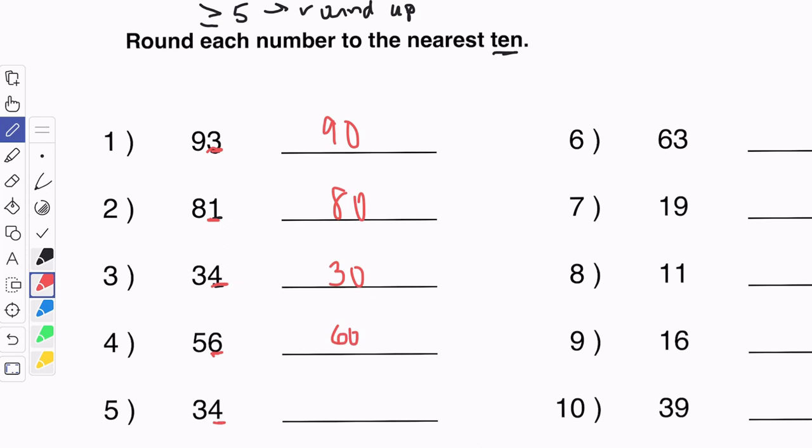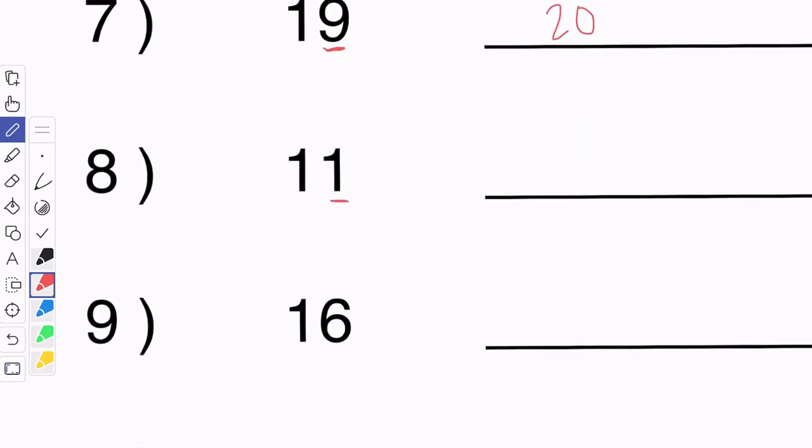For 34, 4 is in our ones place, and that's less than 5, so we're going to round down to the nearest 10, which is 30. For 63, the ones place is less than 5, so we're going to round down, and the nearest 10 to 63 is going to be 60. For 19, we have a 9, and obviously this one's pretty close to 20, so we're going to round up to 20. For 11, our 1 is in the ones place, so we're going to round down to the nearest 10, which is just going to be 10.